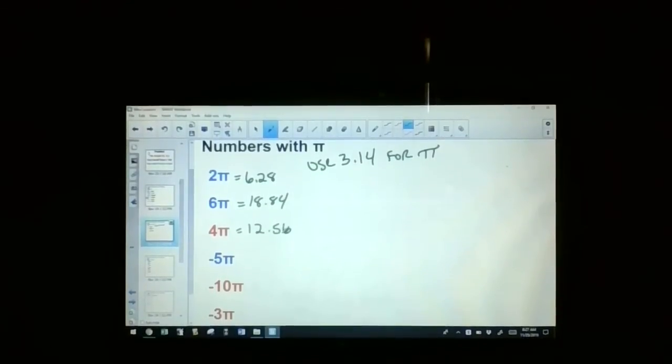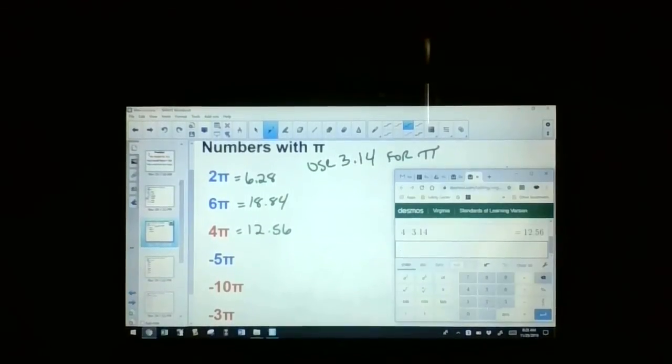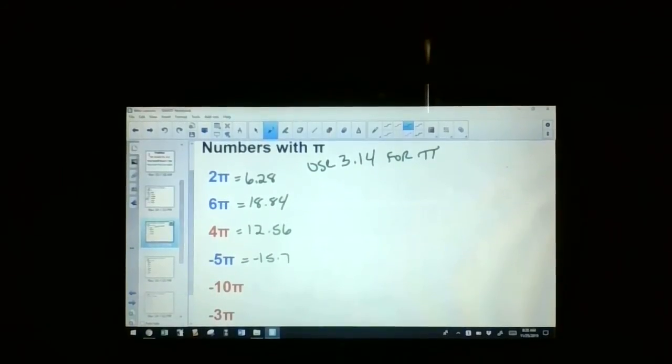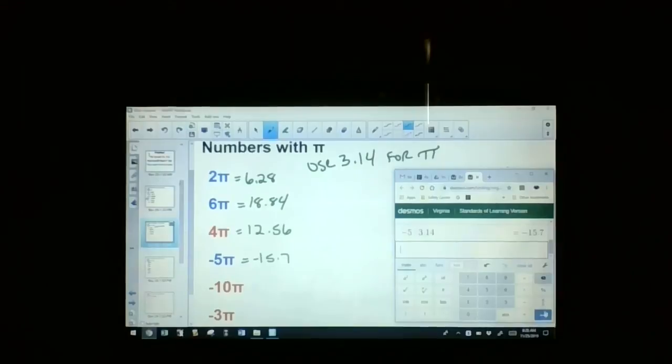Okay, if it's negative, no big deal. We just do -5 times 3.14, and you get -15.7. Go ahead and pause the video and try the next 2. You should have gotten -10 times 3.14 is -31.4, and -3 times 3.14 is -9.42.